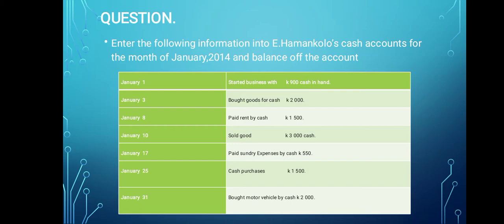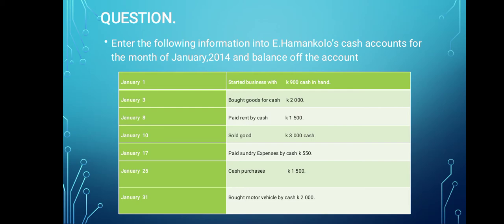On the 31st, what did the business person do? They bought a motor vehicle by cash. How much was the motor vehicle? 2,000. Now, the motor vehicle could have been for the purpose of buying goods, because when you go and buy goods, you get on a taxi, your expenses become even more. But now you buy your own car. Hamakololo has bought a vehicle for the purpose of the business. Now you have seen the way the transactions have been put. The date is listed. We've got how much and what was being done with the money.